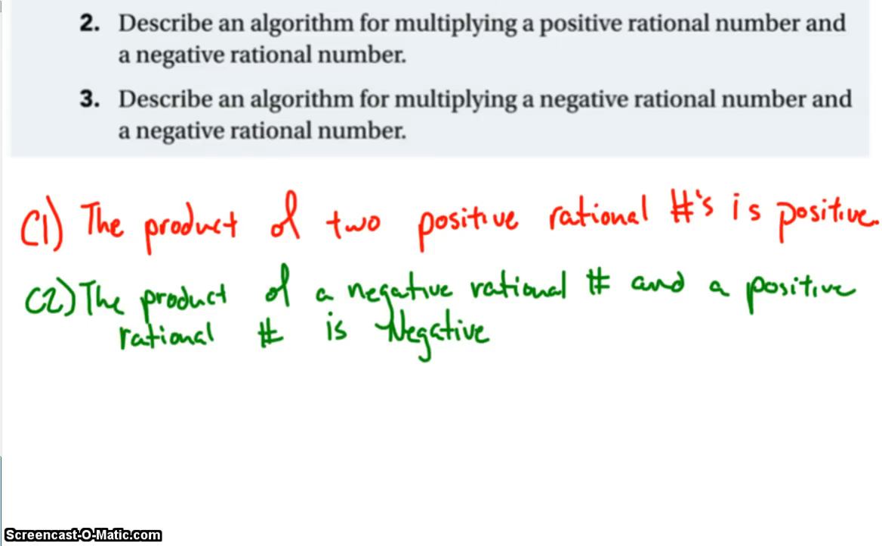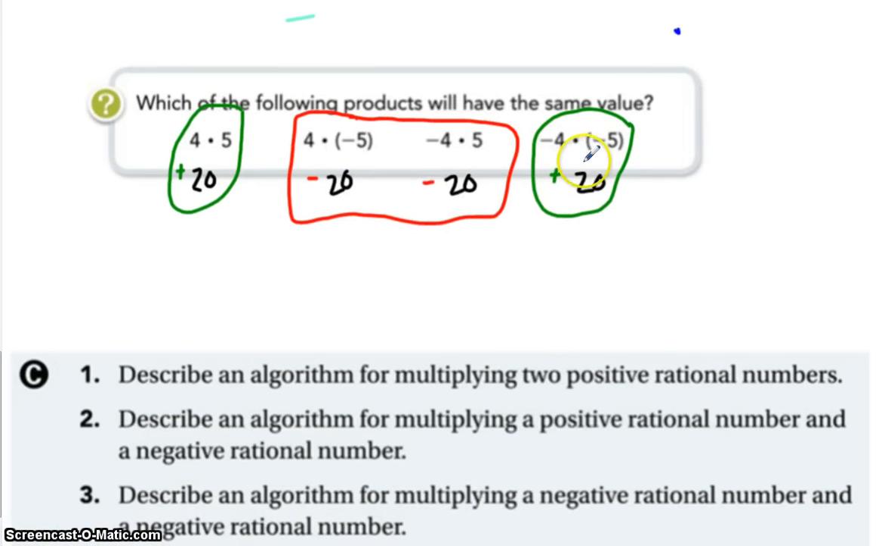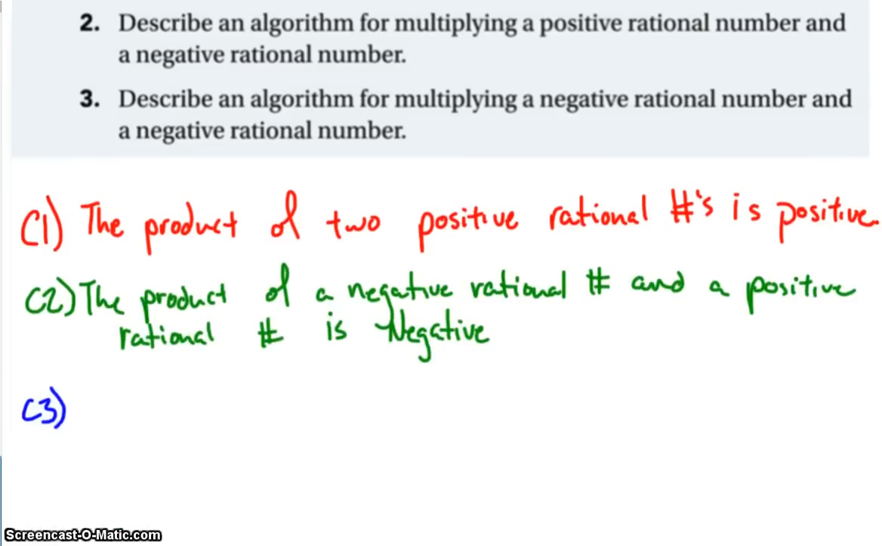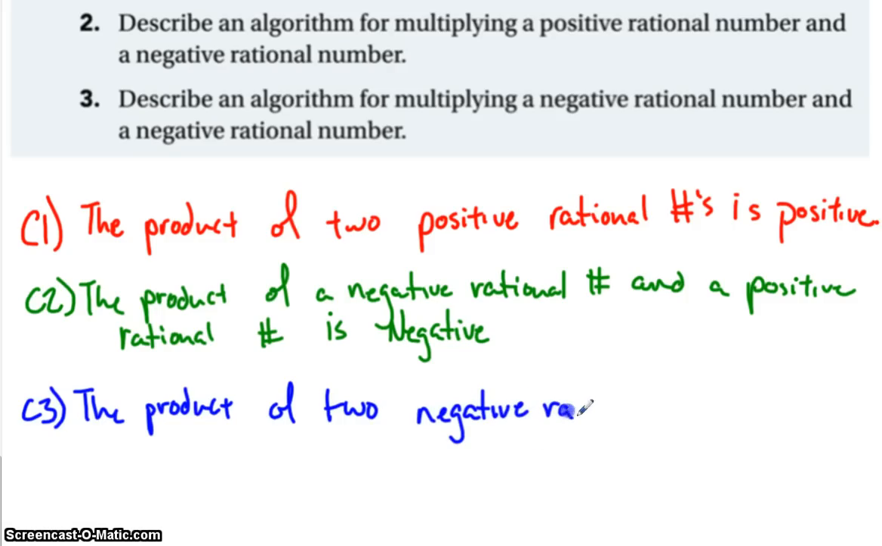Okay, and then finally C3, describe an algorithm for multiplying a negative rational number and a negative rational number. Well, if I remember from the question up here, two negatives equals a positive. And we kind of went over that yesterday, so we're just simply going to write that the product of two negative rational numbers is negative.